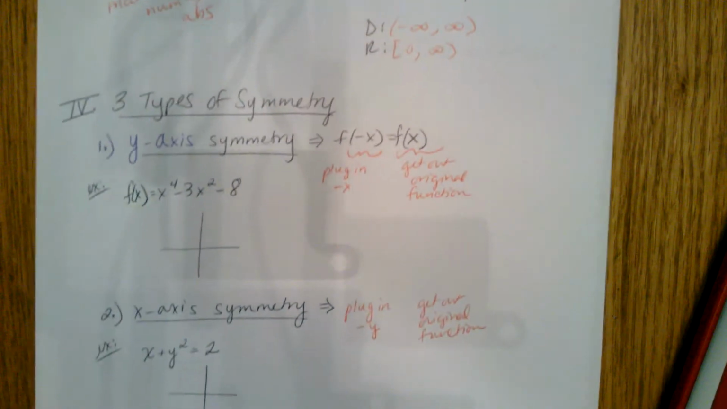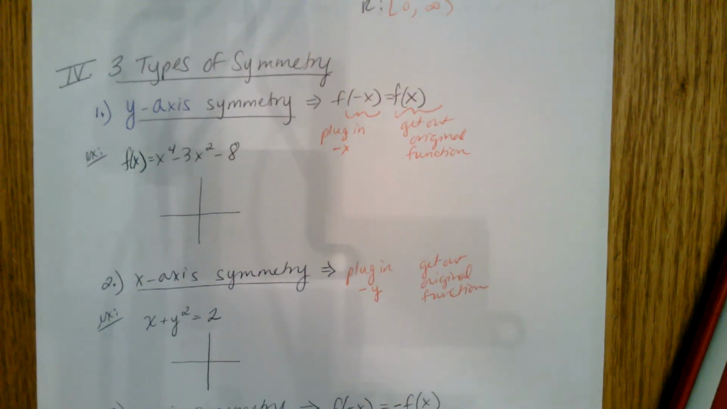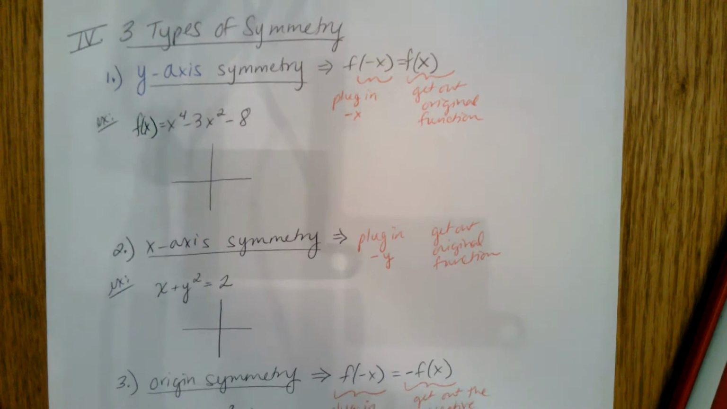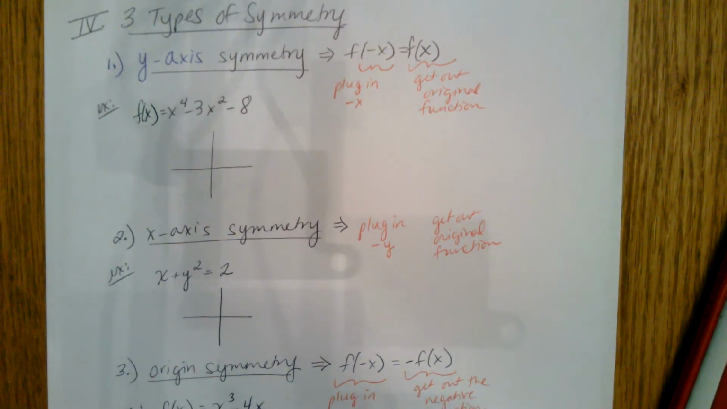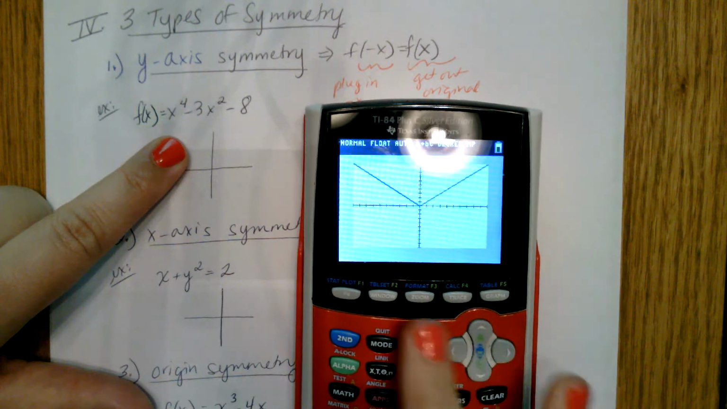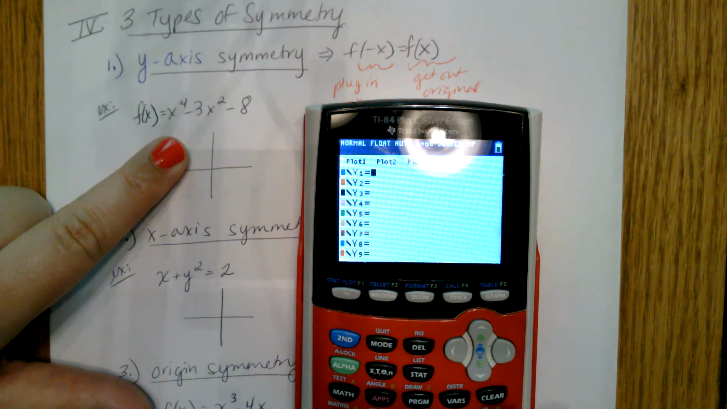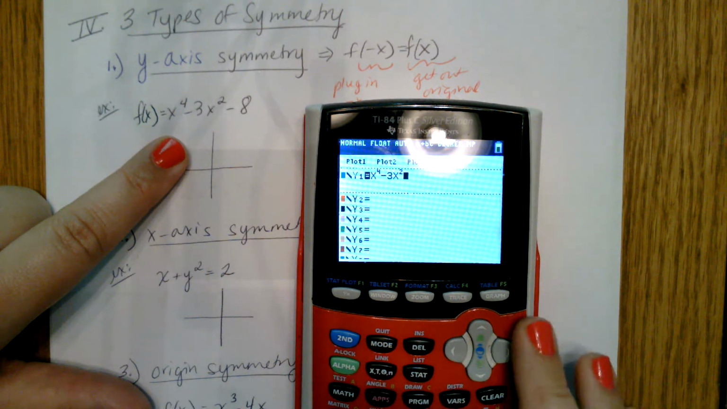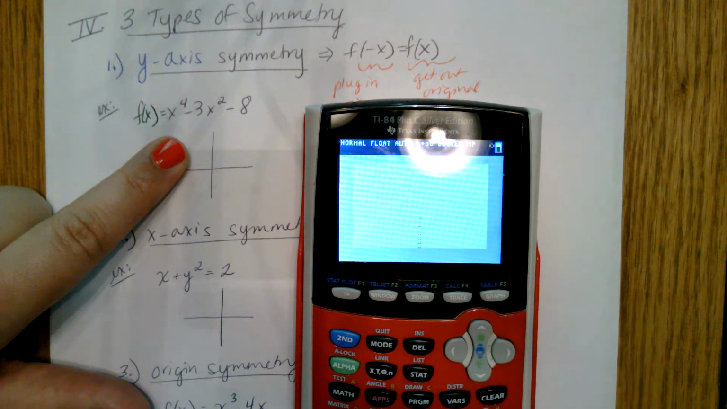Okay, now, types of symmetry. There are 3 types of symmetry, and 2 of them are really the more important ones that we use. So there is what's called y-axis symmetry, and I'm going to put this into our calculator so you can see it real quick. This is x to the 4th minus 3x squared minus 8.